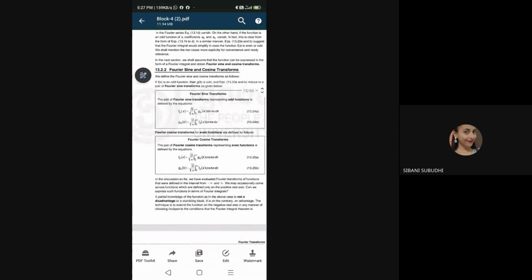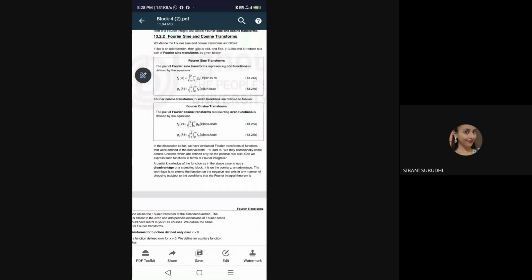So you know, in Fourier series, we have dealt with the odd and even functions. The pair of Fourier sine transforms represent odd functions and can be represented as f subscript s of x is equal to root over 2 by pi integration 0 to infinity g_s(k) sine kx dk, and your g_s is equal to root over 2 by pi integration 0 to infinity f_s sine kx dx.